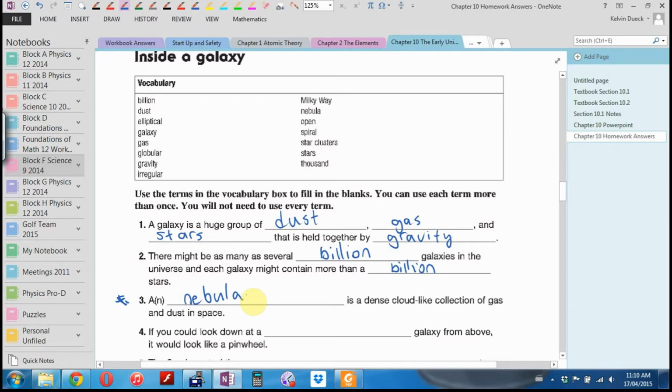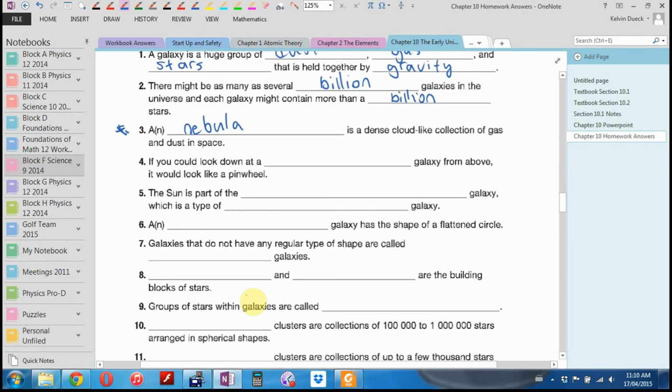Stars form as clouds of dust and gas, and they gradually coalesce and compress upon each other. And if there's enough of it and enough pressure, all that fusion and heat that we talked about last day starts. If you could look down at what a galaxy looks like, a pinwheel when you look at it from above, what type? Spiral?